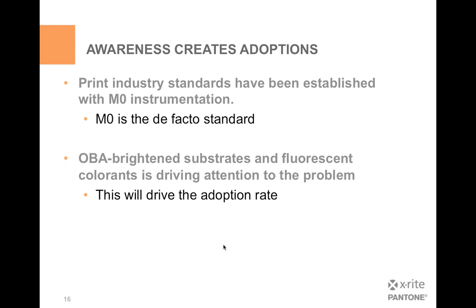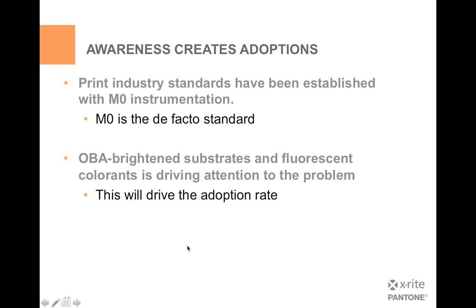M0 is really the de facto standard because that's what they were actually measured with for M0 devices. But what we're seeing now is a lot more OBA-brightened substrates and some additional fluorescent colorants, and so that really drives attention to the problem. We're seeing in the emerging standards ways to measure in M0 or M1, with M1 often being the preferred option if you have a workflow that can incorporate all those pieces.